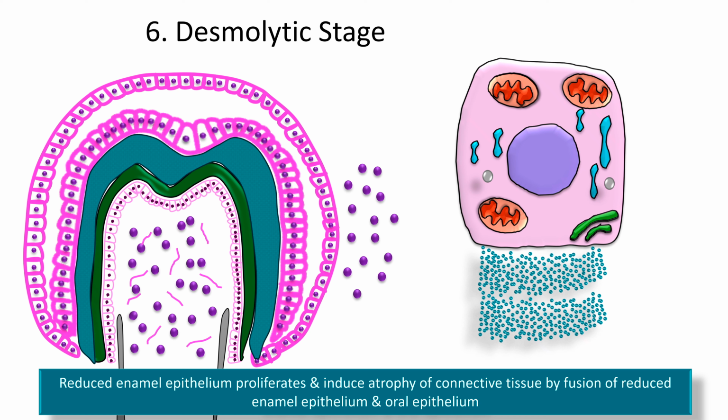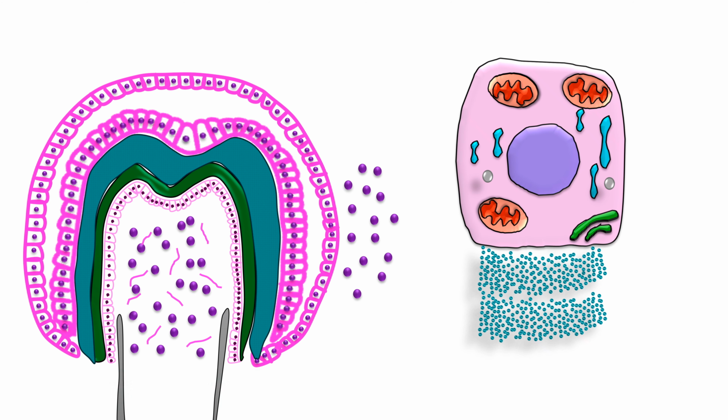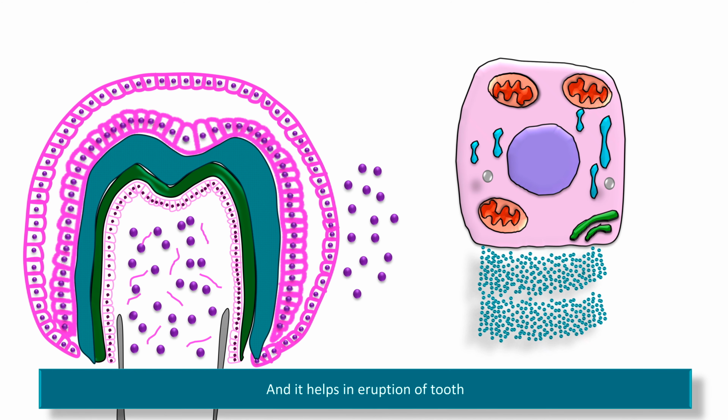Then coming to the last stage, which is the desmolytic stage, in which reduced enamel epithelium proliferates and induces atrophy of connective tissue by fusion of reduced enamel epithelium and oral epithelium. After its fusion, it helps in eruption of teeth.